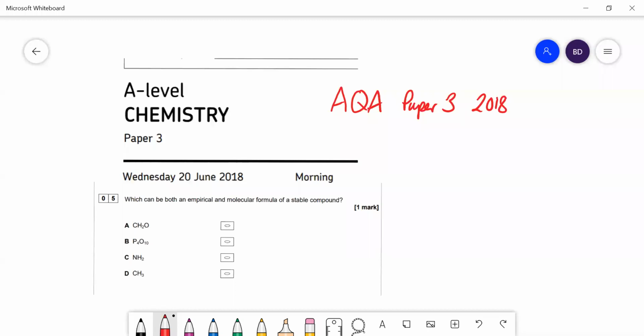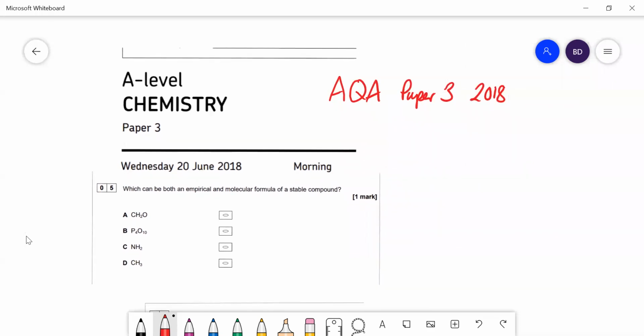Here's the second part of paper 3, AQA A-level chemistry, multiple choice section. Okay, right. Number 5, which can be both an empirical and molecular formula of a stable compound?